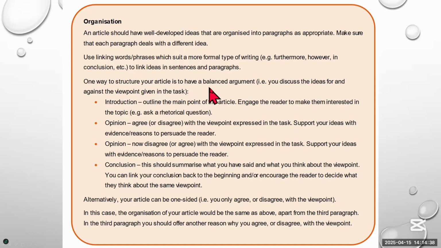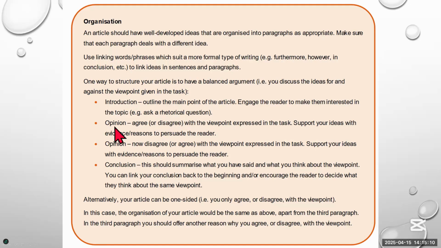One way to structure your article is to have a balanced argument. So my templates are all based on this. That is, you discuss the ideas for and against the viewpoint given in the task. Introduction: outline the main point of the article, engage the reader to make them interested in the topic. For example, ask a rhetorical question. So we're going to do this.